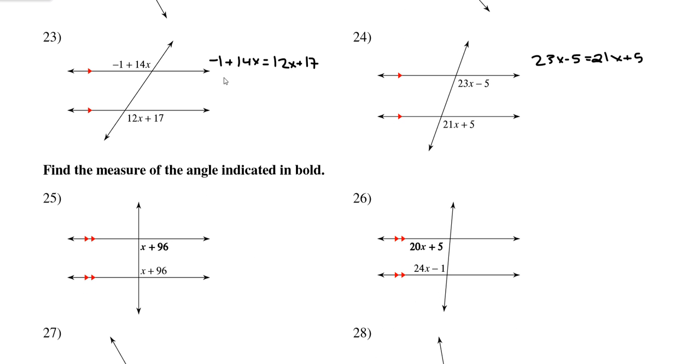On this one, we can add 1 to both sides of the equation. If I add 1 to both sides, I'm going to get an 18 on the right here. Subtract 12x from both sides, I'll get a 2x over here. And then divide both sides by 2, I get x equals 9. On this one, I'm going to subtract 21x from both sides and get a 2x. Add 5 to both sides and get a 10 on the right. And divide both sides by 2 and get x is 5.